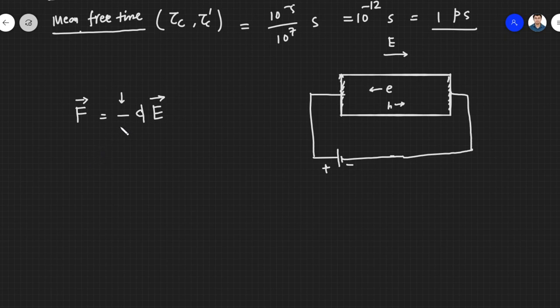Now because of this force, the electron is moving. At what speed will it move? That's where drift velocity comes into the picture. The velocity at which it moves because of this electric field is called drift velocity.